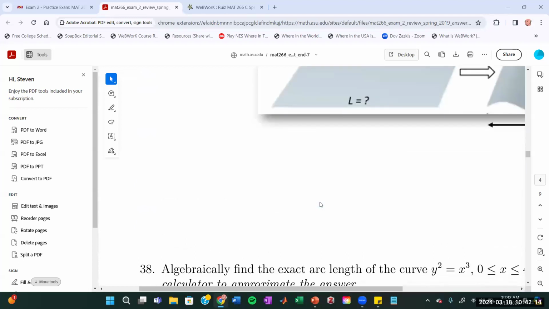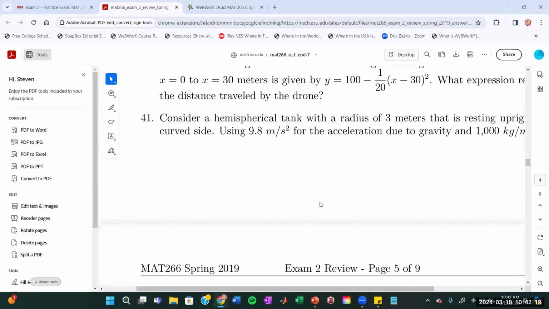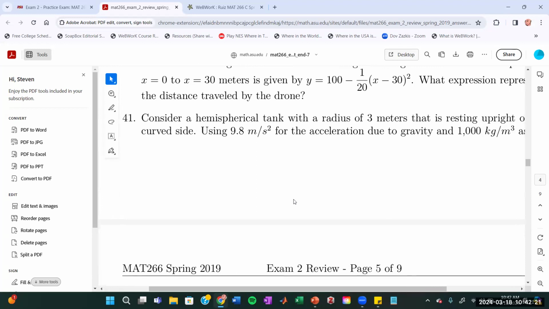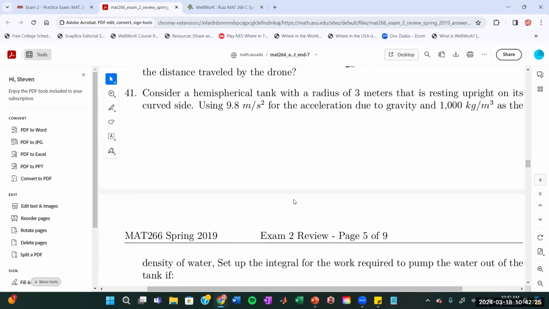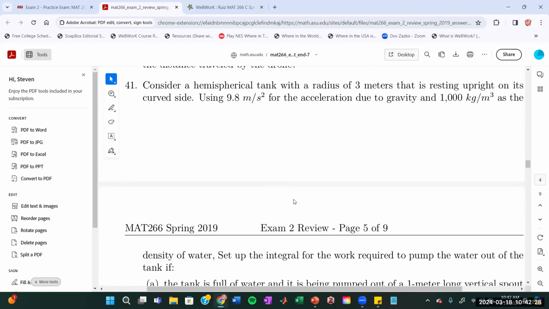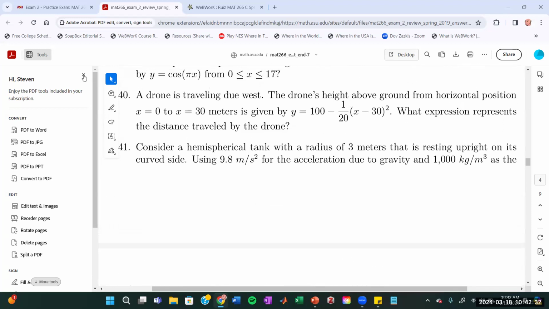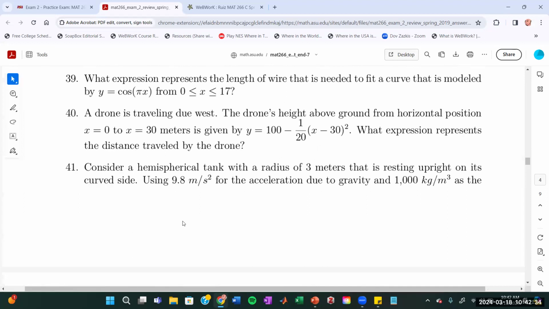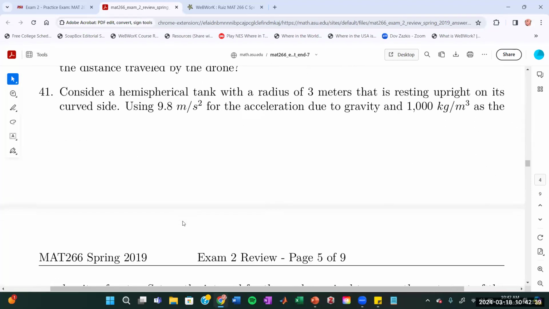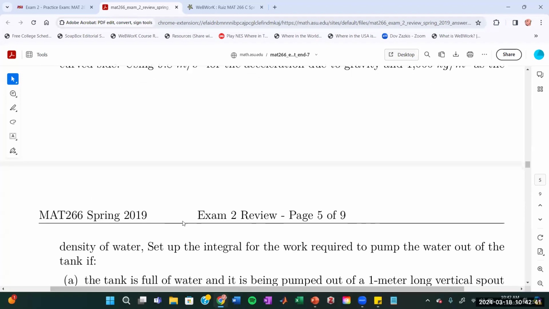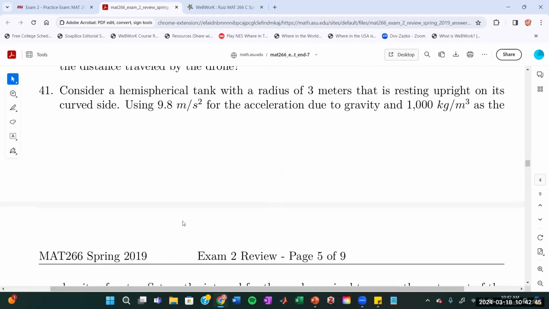But can we do like 41? 41. Yeah, I just wanted to... hemispherical tank. It's resting upright on its curves. Oh, okay.